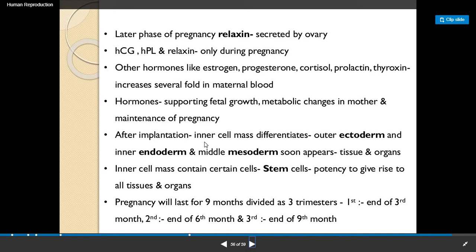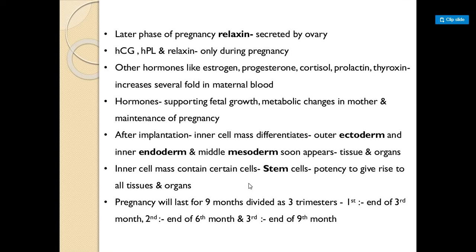After implantation, the inner cell mass differentiates into the outer ectoderm, inner endoderm and middle mesoderm, which later form different tissues and organs. The inner cell mass contains stem cells, which have the potency to give rise to all tissues and organs. Pregnancy lasts for 9 months, which is divided into 3 trimesters: the end of the 3rd month, the end of the 6th month, and the end of the 9th month.